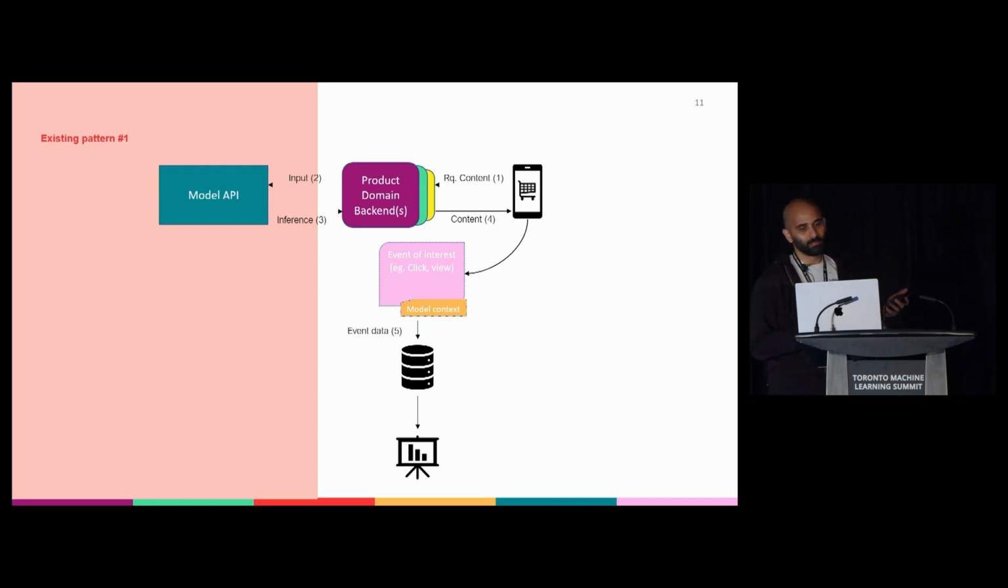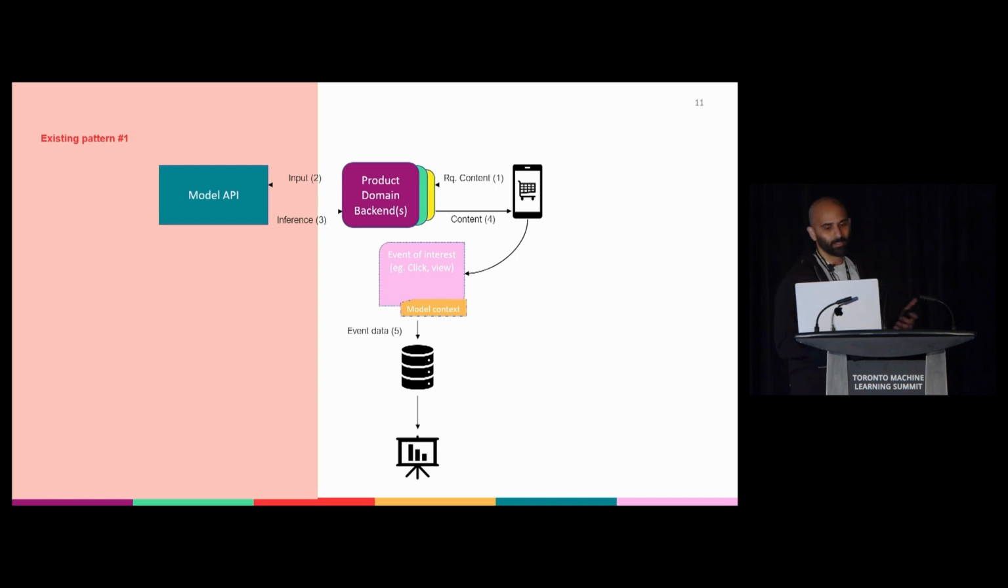And this backend service, in turn, requests an inference from a machine learning model, which is wrapped in an API and exposed as a machine learning service. It could be a search, recommendation, or ads model. And the inference from this model is then used to determine what content is delivered to the user.